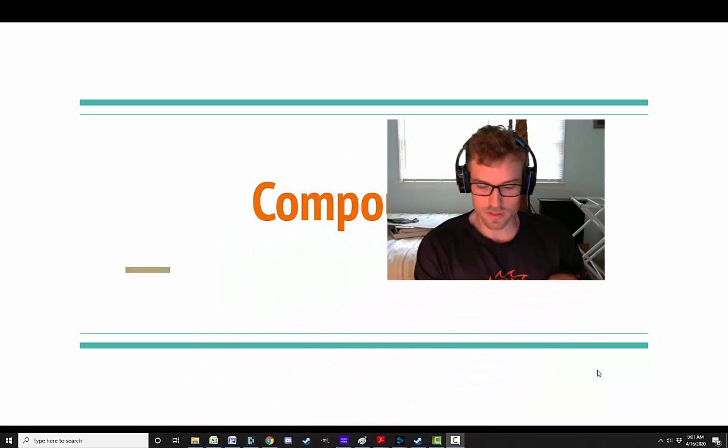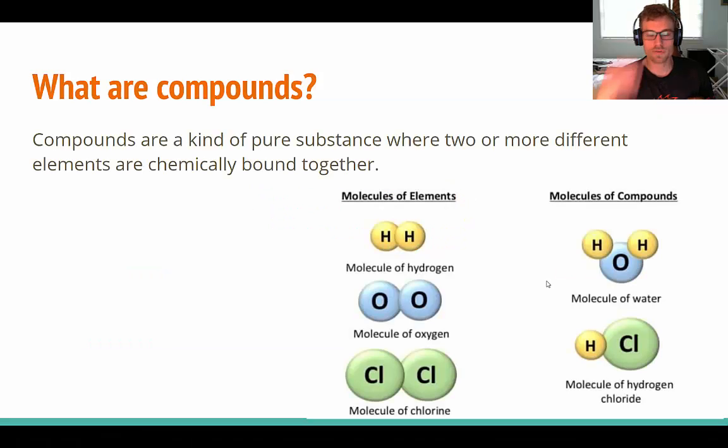So let's get started. We've talked about compounds before. Compounds are a kind of pure substance where two or more different elements are chemically bound together. That's pretty easy to see when you look at formulas. You're going to have two different elements in the formula, whether that's hydrogen and oxygen, hydrogen and chlorine, sodium and chlorine. There are lots and lots of different compounds out there, but the main thing is that there are two or more different elements that are chemically bound together.